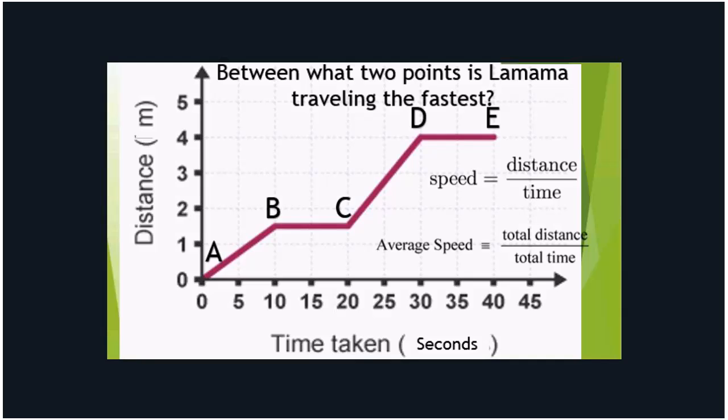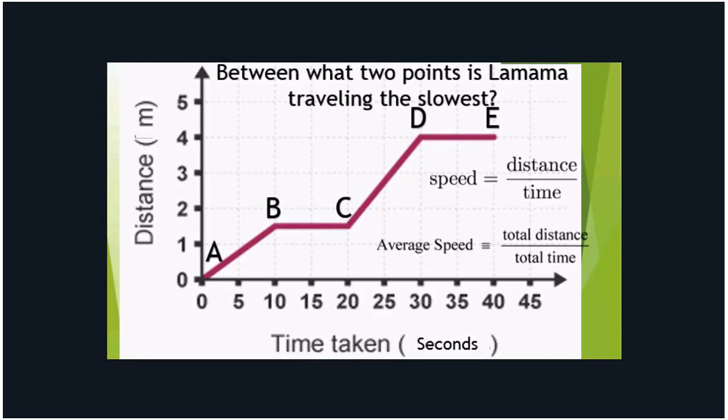So it's up to you if you want to do the math or if you want to just look at the lines on the graph. Either way is fine. The next question says, between what 2 points is La Mama traveling the slowest? We know from our past questions that there was a point in time on here that La Mama was not traveling at all, and the slowest speed anyone can be going is 0.